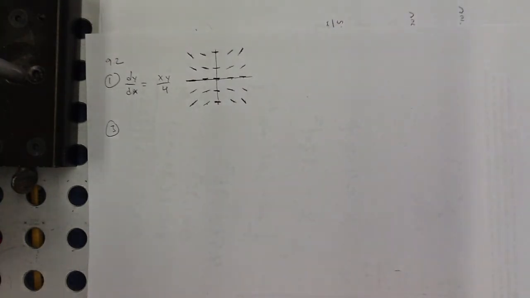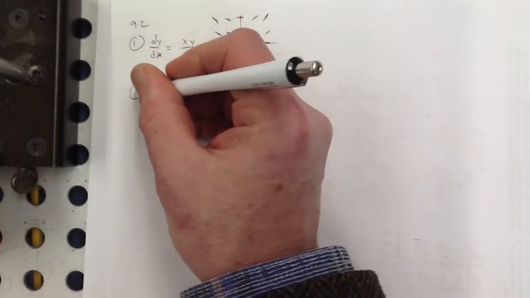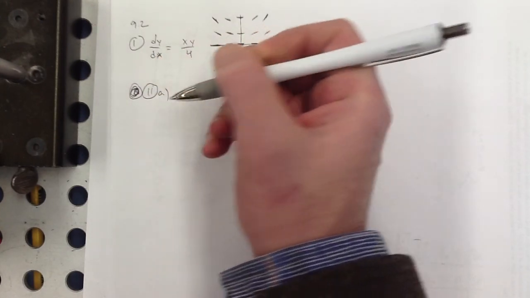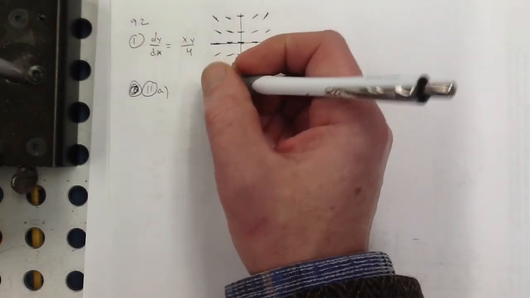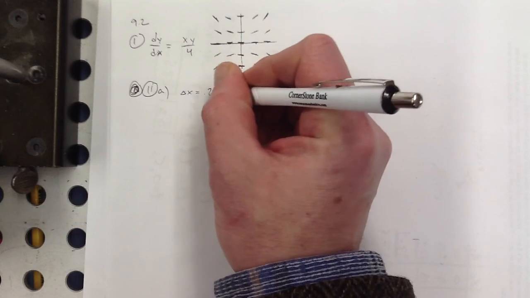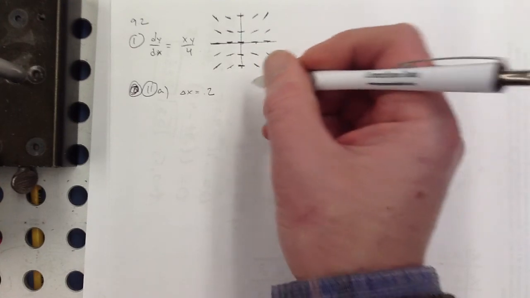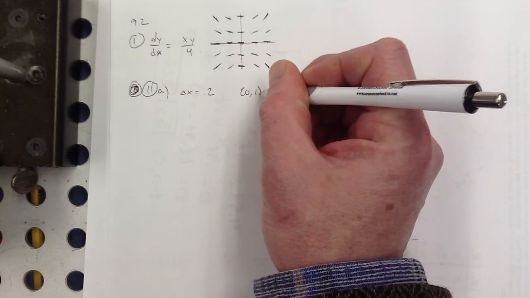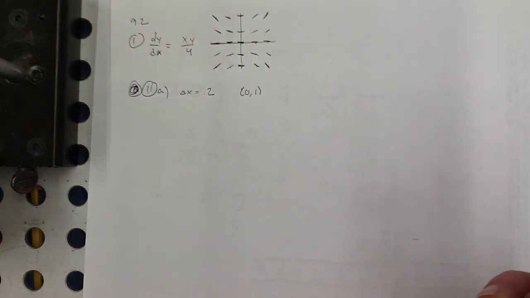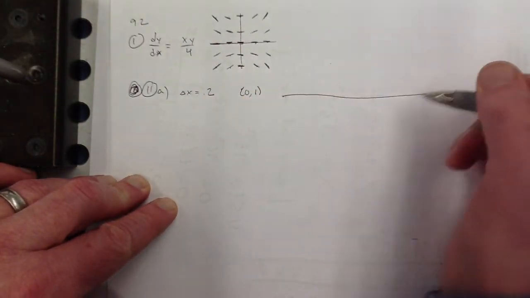Number 11a. Only 11a, not the other parts of 11. So I guess we didn't need to write anything down there. 11a, we want to do Euler's method with a step size of 0.2. And we're starting at y of 0 is equal to 1, and our target is to get to x equals 1.